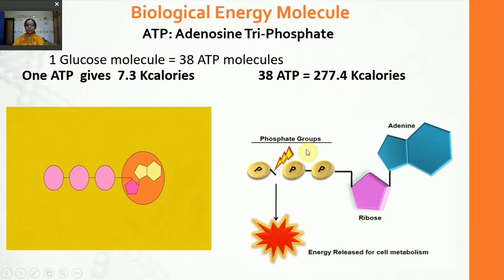Now, where is the energy stored? Energy is stored in the second and third phosphate bond. When this bond breaks, the energy is released. So this is how you can see here the bond breaks and the energy is released.